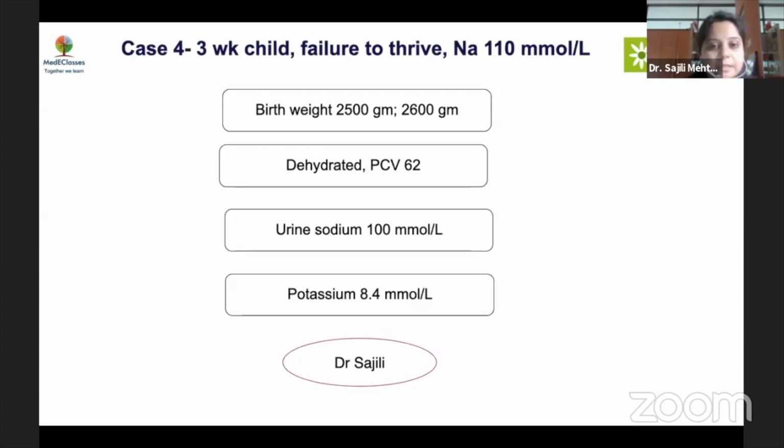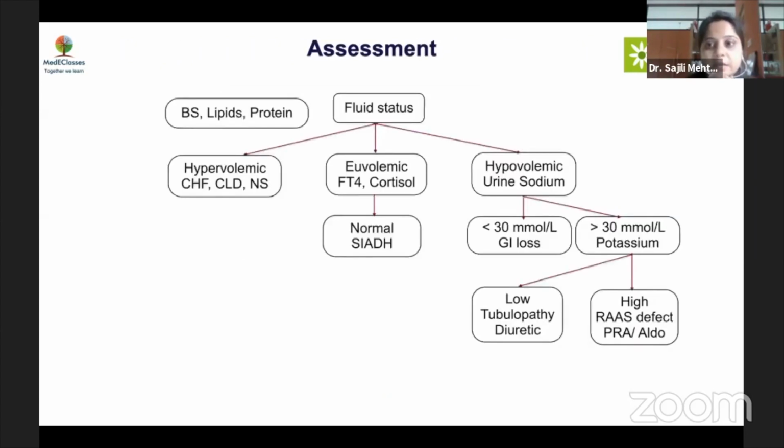If we see in this child, he had a urinary sodium which was very high, and along with that, he had elevated potassium levels. So this suggests that the child has a renal cause of hyponatremia and hyperkalemia. And with potassium high, it suggests a renin-angiotensin-aldosterone defect in this case.